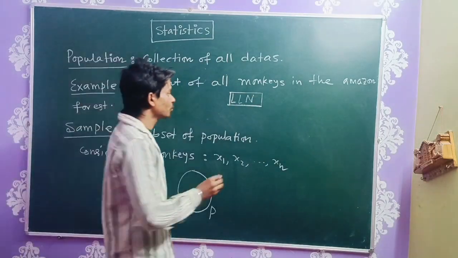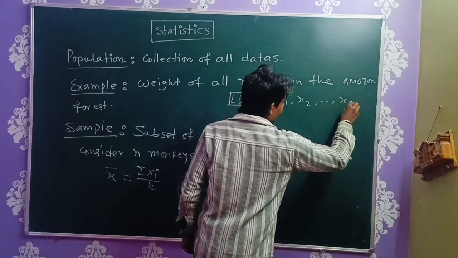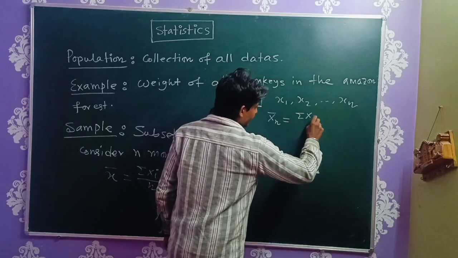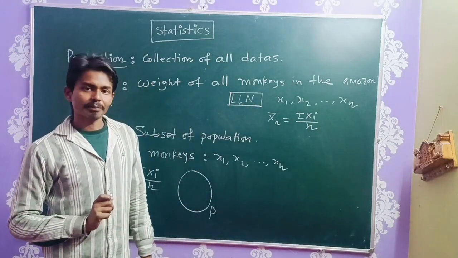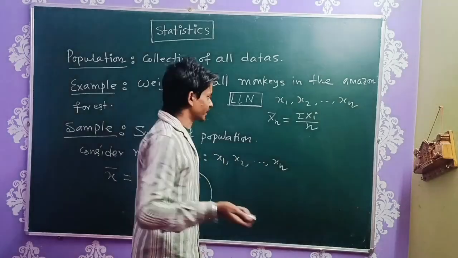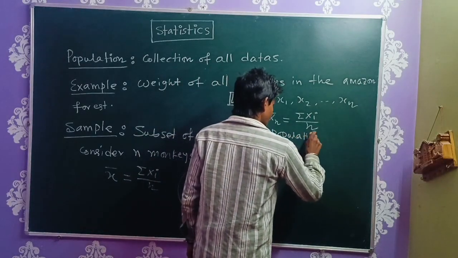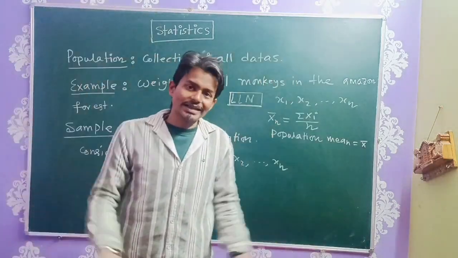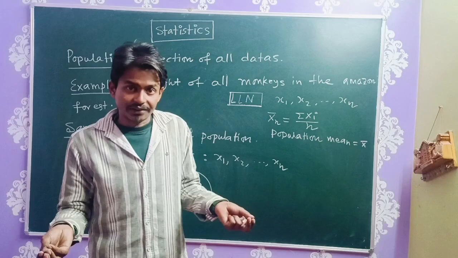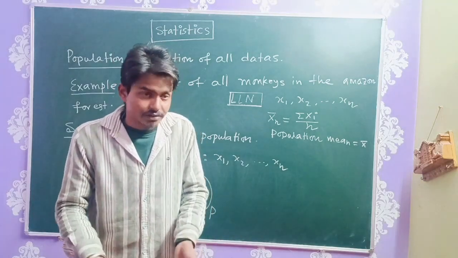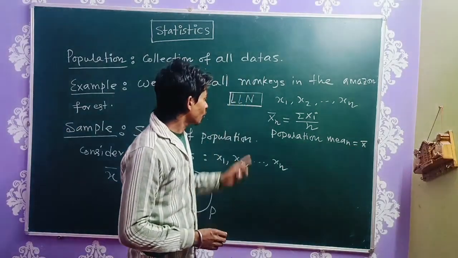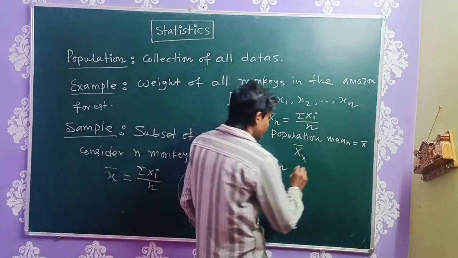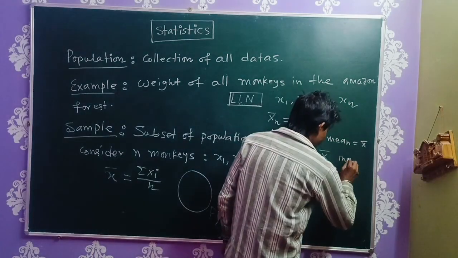The law of large numbers. If you consider n data, x1, x2, ..., xn, like a sample of n data, and consider the mean of those n data, call it x n bar. The population has a mean, which I will denote by x bar. For example, the collection of all monkeys in the Amazon forest has a mean weight, the average weight. We don't know what it is, but it exists. Now the law of large numbers states that x n bar, the sample mean, converges to the population mean in probability.